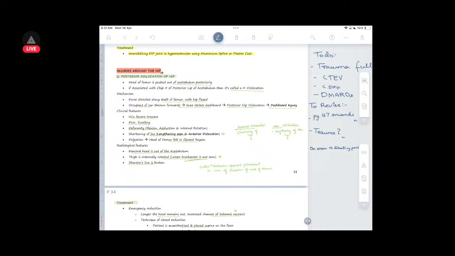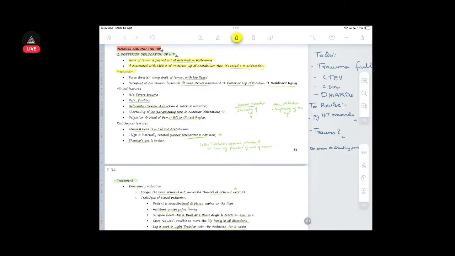Then we move on to injuries around the hip. You have posterior dislocation of the hip, in which the head of the femur is pushed out of the acetabulum posteriorly. If it is associated with a chip of the posterior acetabulum, then it is called a fracture dislocation. So mechanism: the force is directed along the shaft of the femur with the hip flexed. Hip is flexed, and there is a force along the shaft of the femur.